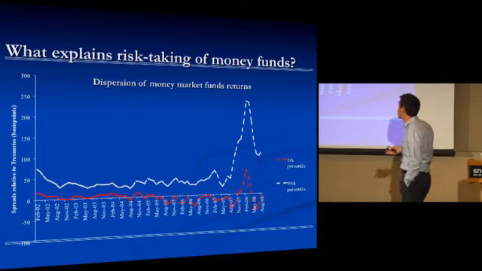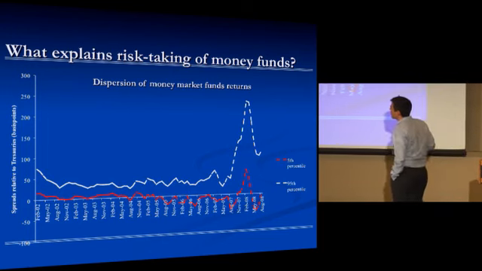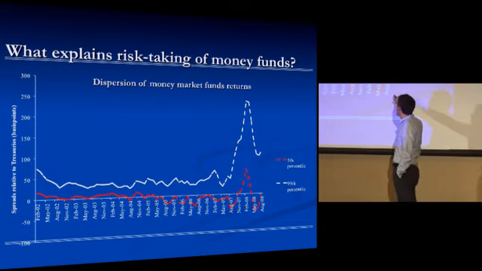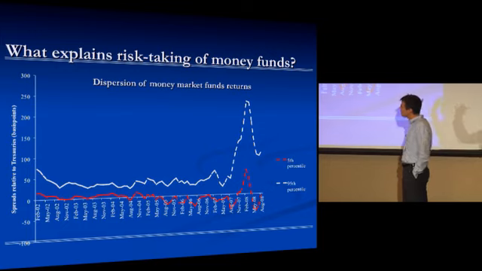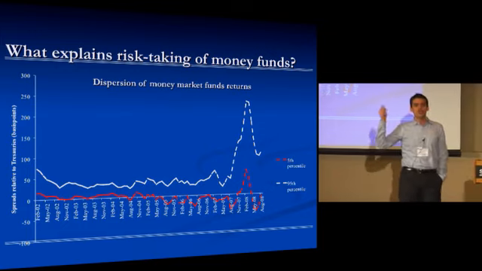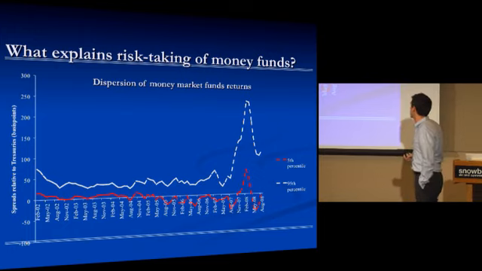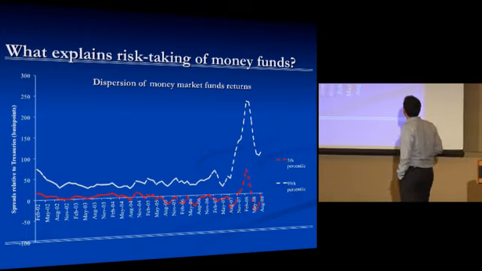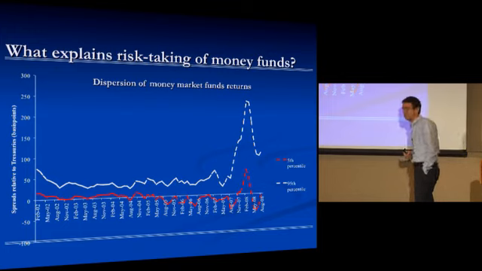So what is this graph? Here I'm showing you the returns to money market funds starting from 2002 up to August 2008, before Lehman. And the graph would look very similar if you extended it back in time. I'm showing you the dispersion in money market fund returns, the return to the 95th and 5th percentile.